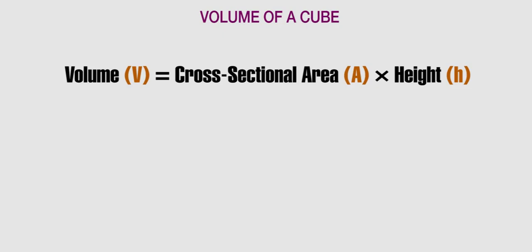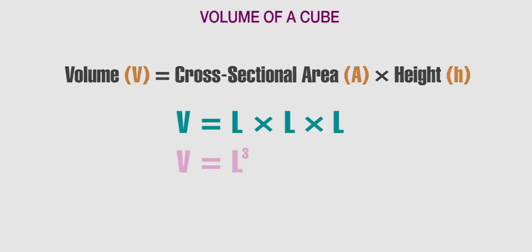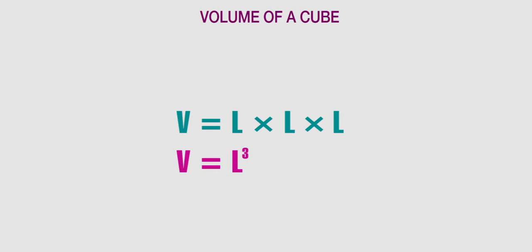We now find the volume of a cube. The cross-section of a cube is a square. That is, the base area is equal to the length multiplied by the length. Therefore, the volume of the cube can be obtained by multiplying the cross-sectional area by the height of the cube. Therefore, the volume of the cube is given by V equals the length times the length times the length, and that will give us L cube.